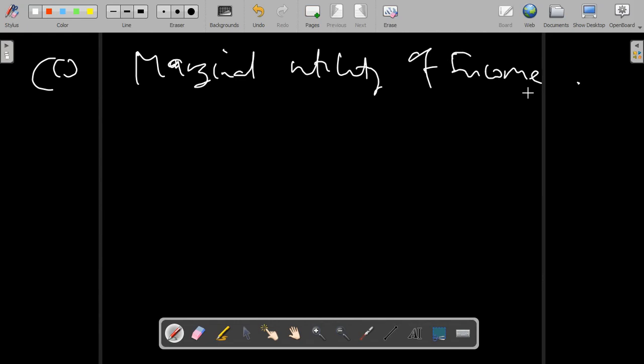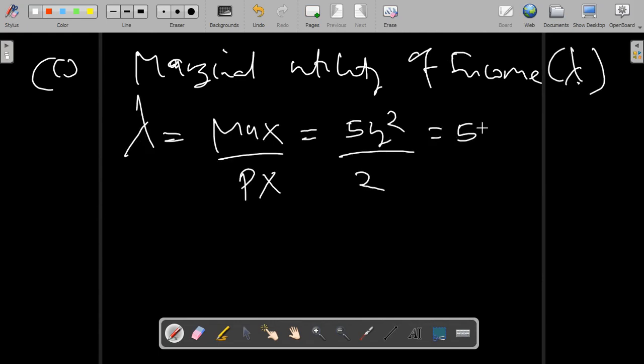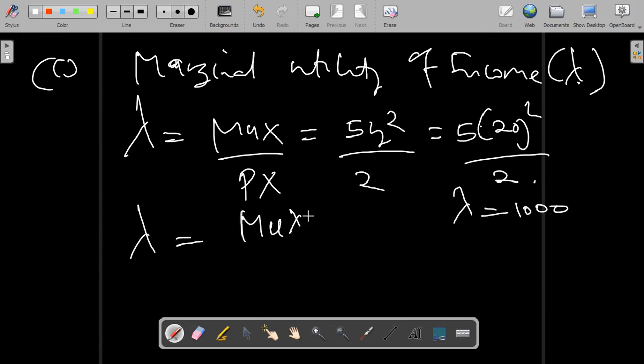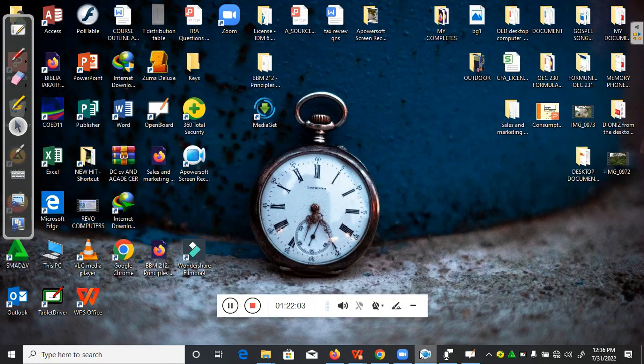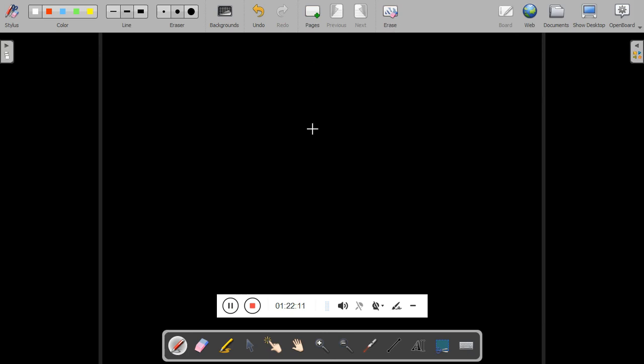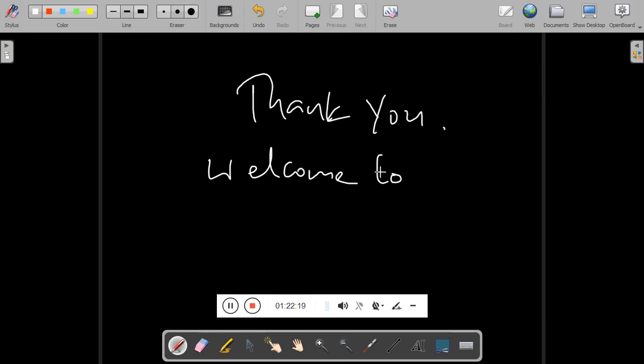Then we find out the marginal utility of income. The marginal utility of income is equal to the marginal utility of x over px, that is equal to 5y² over 2. Plug in the values for x and y, it will give you a marginal utility of income equal to 10,000. The same applies to y, it will give you 10,000. So that is how we actually solve it when we apply the equation. So the marginal utility of income would be that one.